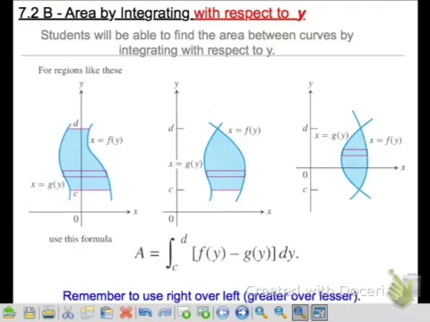Okay, now you should have already watched Finding Area Between Curves Part A, which was with respect to x. This one's looking at with respect to y. If you haven't watched the first one, I would recommend you go back and do that. Otherwise, this one won't make a whole lot of sense.